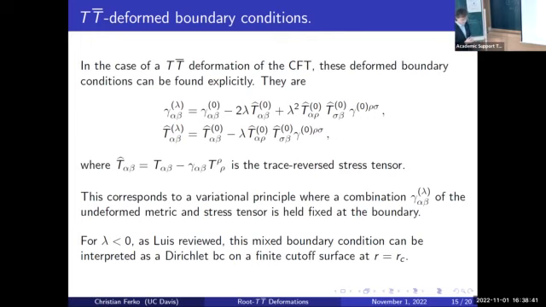So the interpretation of the regular TT bar is that adding TT bar to the boundary theory corresponds to a new variational principle where you hold fixed not the usual metric, but this funny lambda dependent metric that now depends on the undeformed stress tensor in some way. And as we heard yesterday, that can be interpreted through the negative sign as some Dirichlet boundary conditions on a finite cutoff surface. Okay, what about for the root TT bar?